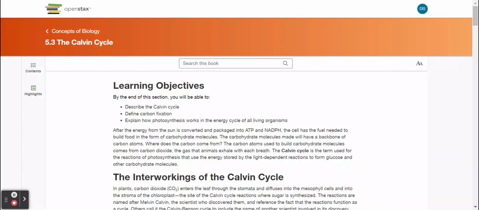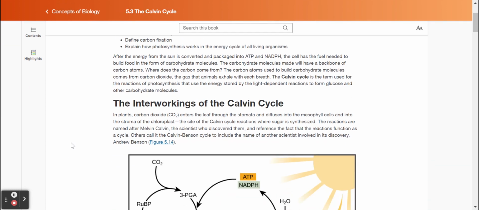Section 5.3, the Calvin cycle. By the end of this section, you will be able to describe the Calvin cycle, define carbon fixation, and explain how photosynthesis works in the energy cycle of all living organisms.